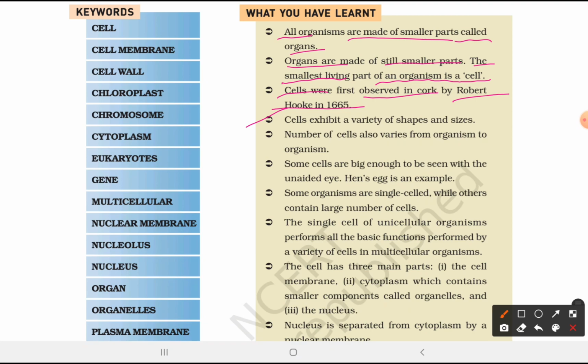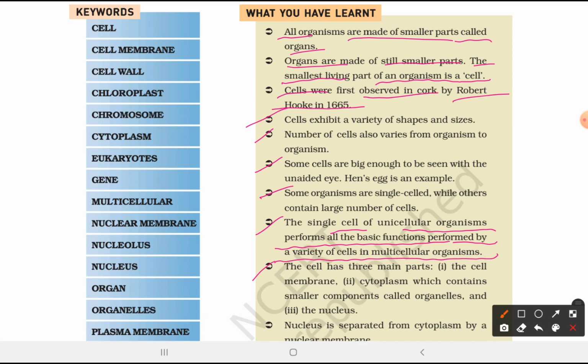Cells exhibit a variety of shapes and sizes. Number of cells also vary from organism to organism. Some cells are big enough to be seen with the unaided eye. Hen's egg is an example. Some organisms are single-celled while others contain large number of cells. The single cell of unicellular organisms performs all basic functions performed by a variety of cells in multicellular organisms.